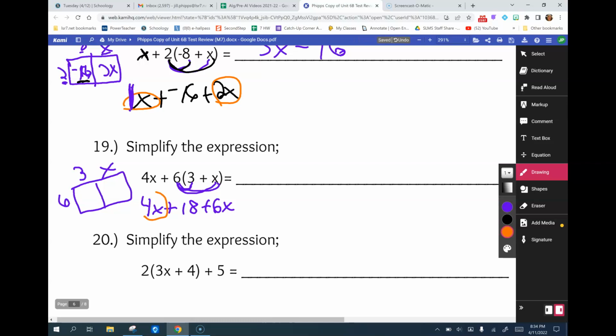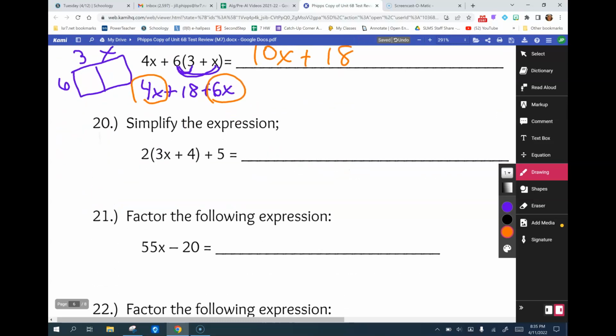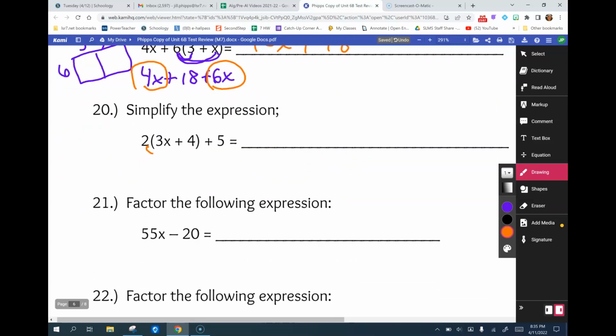Now, like terms, 4x and 6x is 10x, plus 18, because there's nothing to combine with the 18. I cannot combine this any further because they are not like terms. One has an x, one does not. So here we go again. Going to distribute.